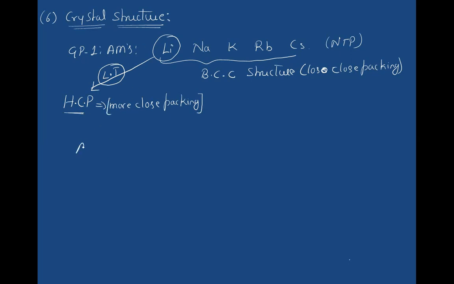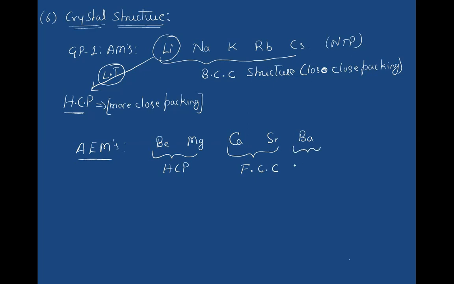If I go with alkaline earth elements, we have beryllium, magnesium, calcium, strontium and barium. Beryllium and magnesium possess hexagonal close packing. Calcium and strontium possess face-centered cubic close packing, and barium possesses BCC structure.